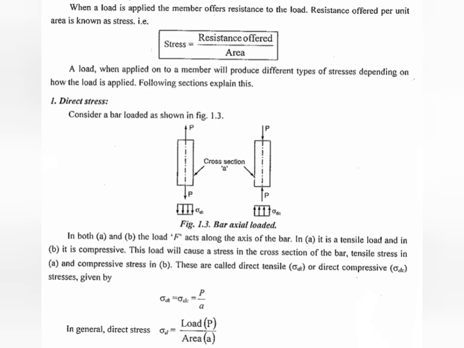So what is direct stress, whether tensile or compressive? It is simply P by A. What is P? The force applied, divided by area. So in order to find direct stress, tensile stress or compressive stress, everything is the same because it comes under direct stress. All we have to do is divide the applied load by area.